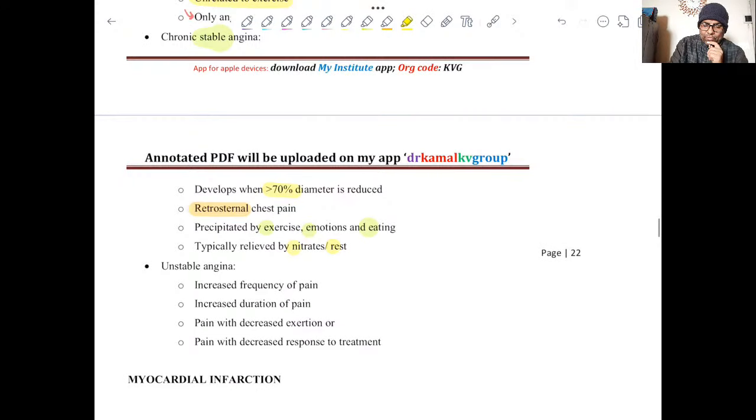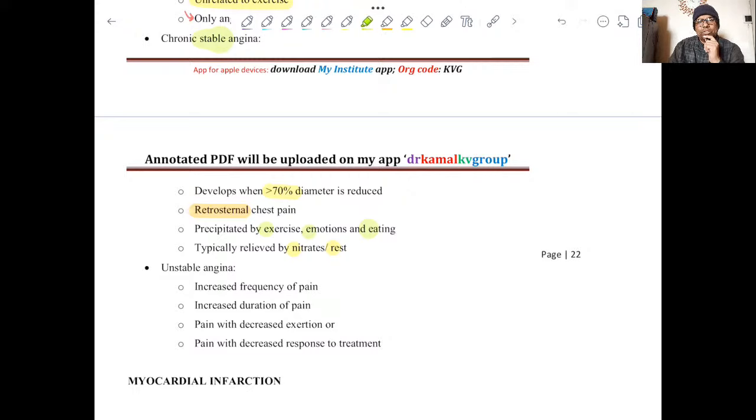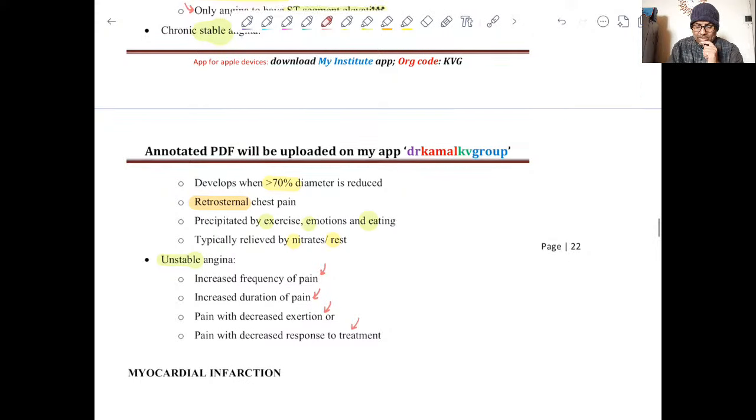Now if there is a change in this routine pattern, we will call it unstable angina. So either the frequency of the pain is increased, or the duration of the pain is increased, or the pain is coming on less or no exertion, or the pain is not responding to rest or treatment, then we will say that now the stable variety is moving towards unstable angina.